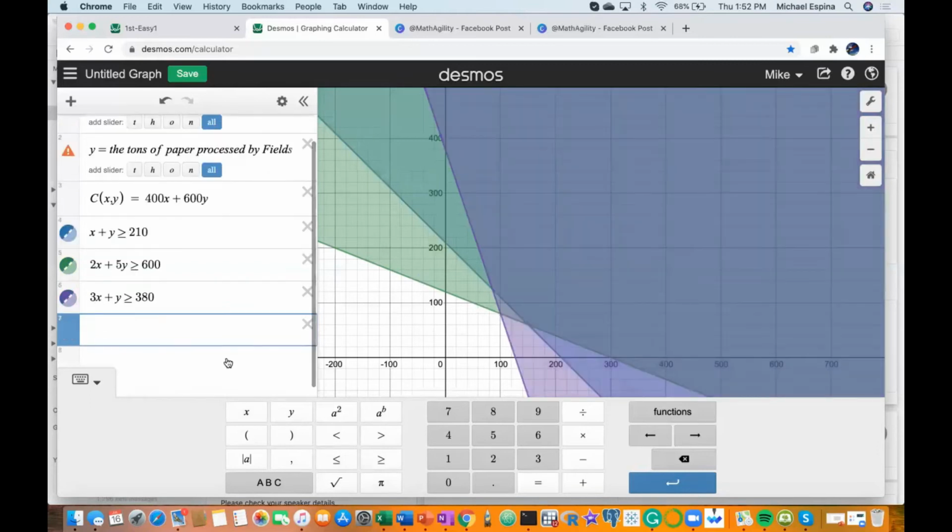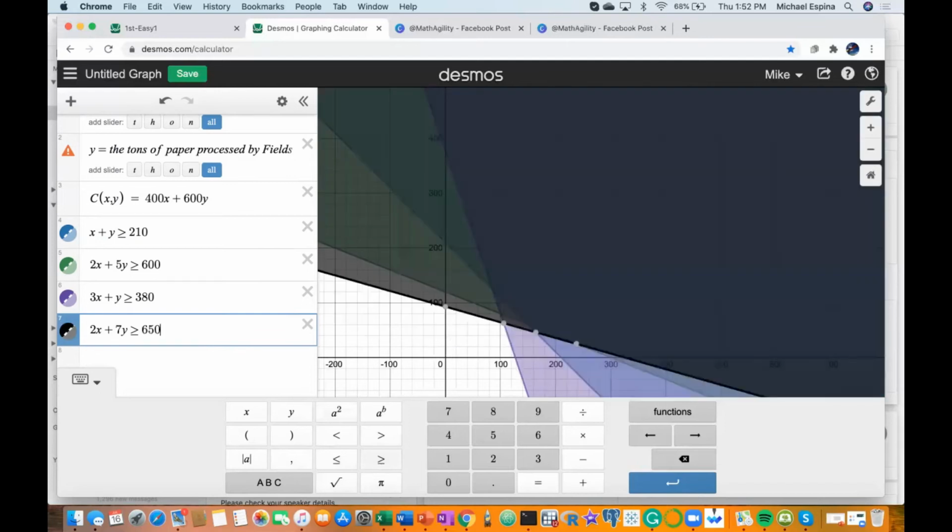For grade D paper, Recon can produce 2 units and Fields can produce 7 units. Abianto requires at least 650 units of grade D paper. So the inequality will be 2x plus 7y greater than or equal to 650.